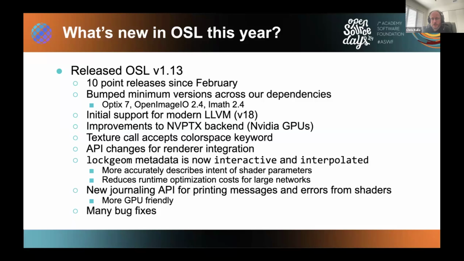We've extended the texture call to accept a color space keyword. So that gives renderers that support this the opportunity to do color space conversions and for shader writers to describe what they mean when they provide a texture. There's been a number of API changes for renderer integration. I won't go into all the details on this. We kind of covered some of these changes last year in our virtual town hall.